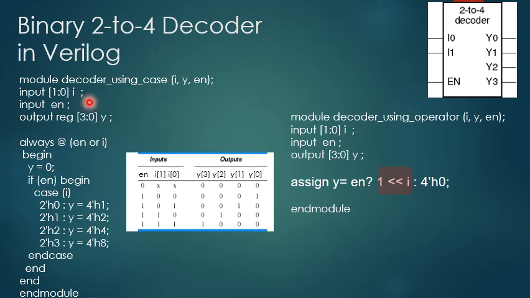Since I consists of multiple bits, you can use the vector form to declare I, where you put in the square brackets 1 colon 0, which means I consists of bit 1 down to bit 0. And the input also has the enable port, followed by the output, which consists of 4 bits. Okay.